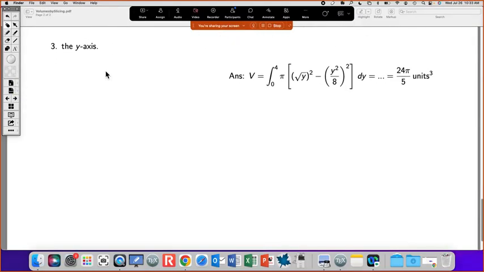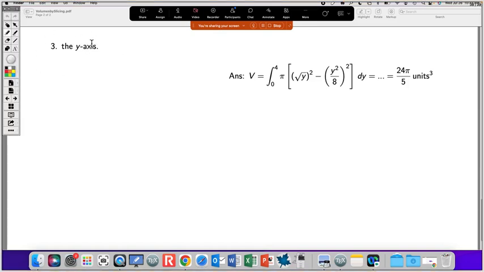And the y-axis. All right, so same region. Now we're going to spin around the y-axis.